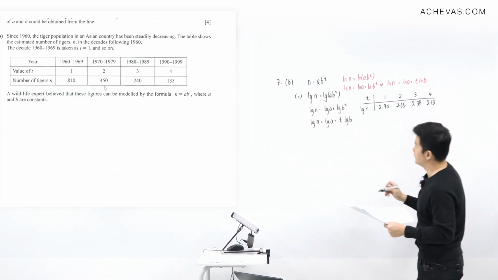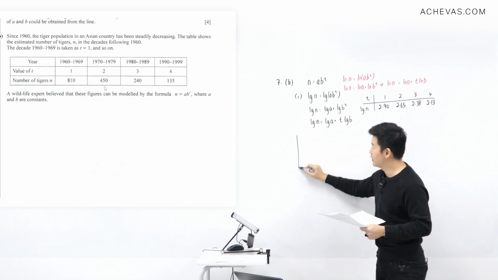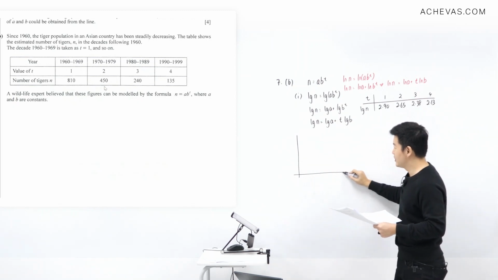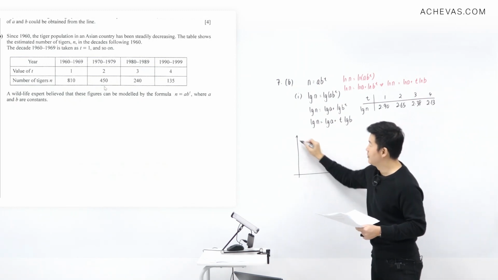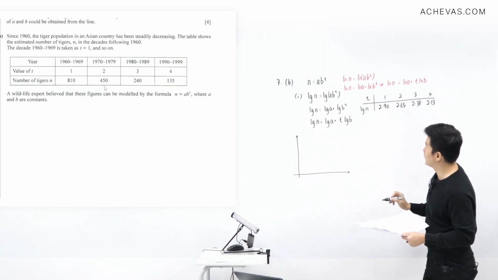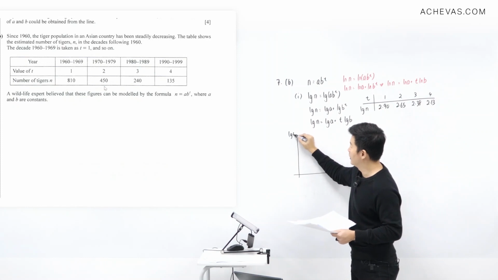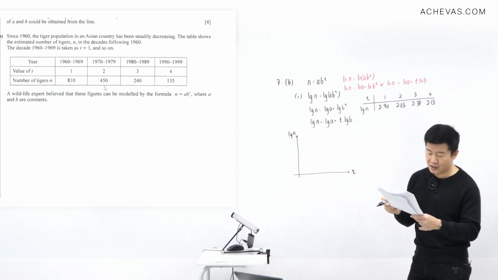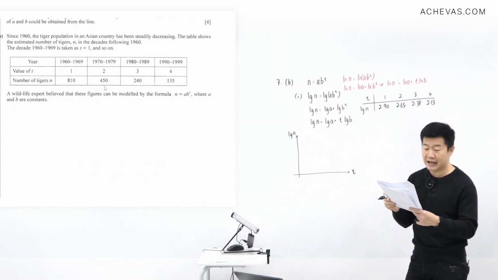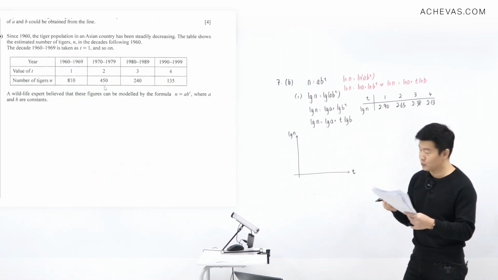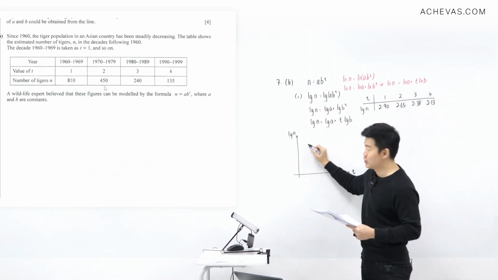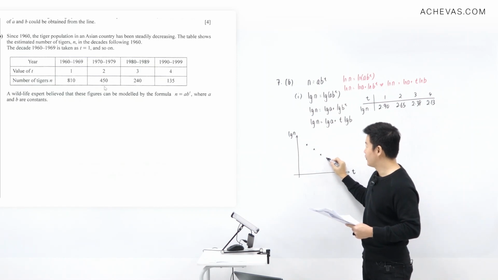I'm going to try to plot this graph. Again, you can look at my soft copy solution to see my plot. But if I were to plot this graph for t versus log n, I will be getting a graph that has a negative gradient. Let me just very quickly show you a quick sketch. For the detailed plot, please take a look at my soft copy solution.